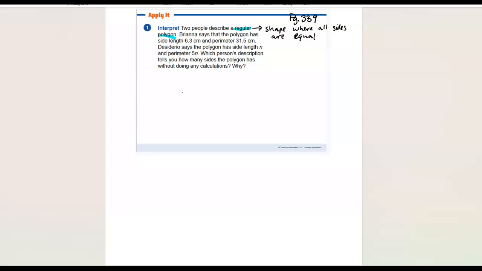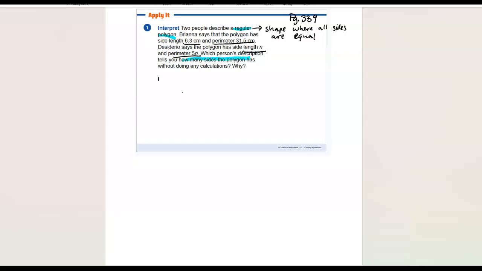Brown says the polygon has a side length of 6.3 centimeters and a perimeter of 31.5 centimeters. So, okay, that means each side in her shape is 6.3 centimeters long. And then if you add them all together, the distance around the outside is 31.5 centimeters. Desiderio says the polygon has a side length of n and a perimeter of 5n. So interesting, her shape, the side length is n, and if you add them all together, you get a perimeter of 5n. Which person's description tells you how many sides the polygon has?